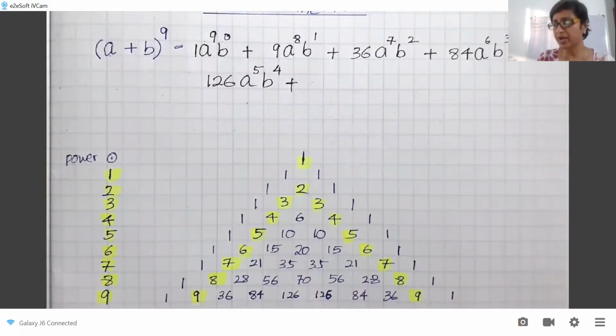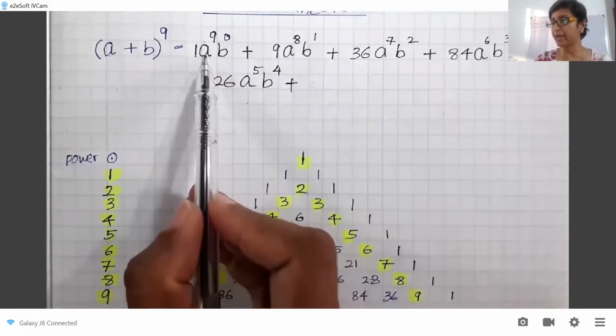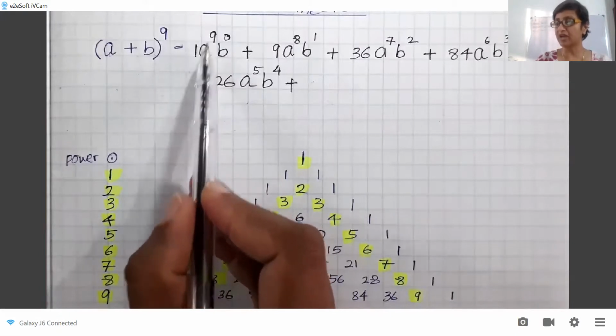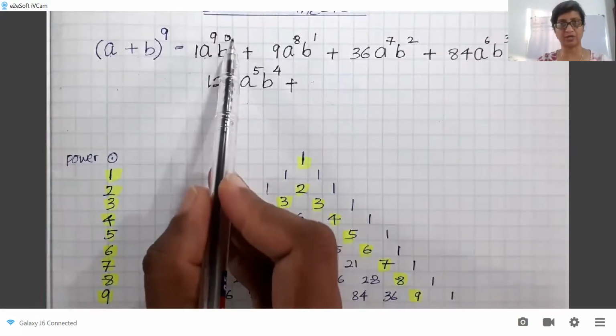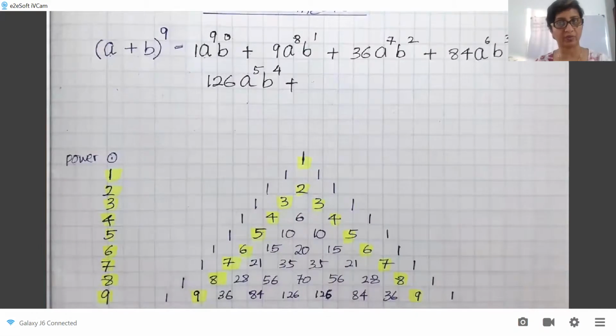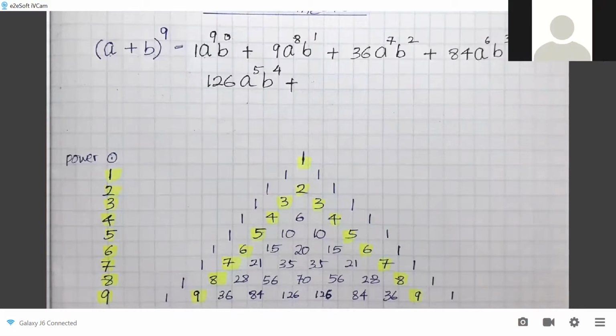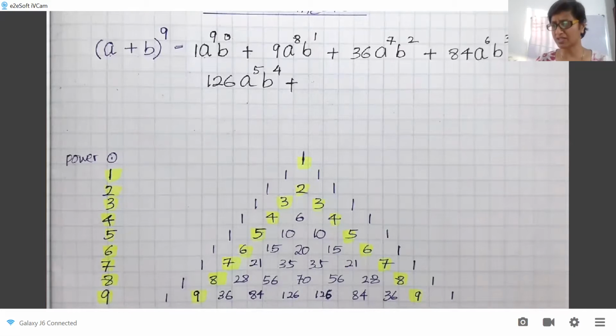How do I know that? Could I have started by putting B to the power of 9 and A to the power of 0 here and continued? Could I have done it that way? Would I get the same thing? What do you think? No, the answer would be different. Akitmi thinks the answer would be different. Umasha, what do you think?